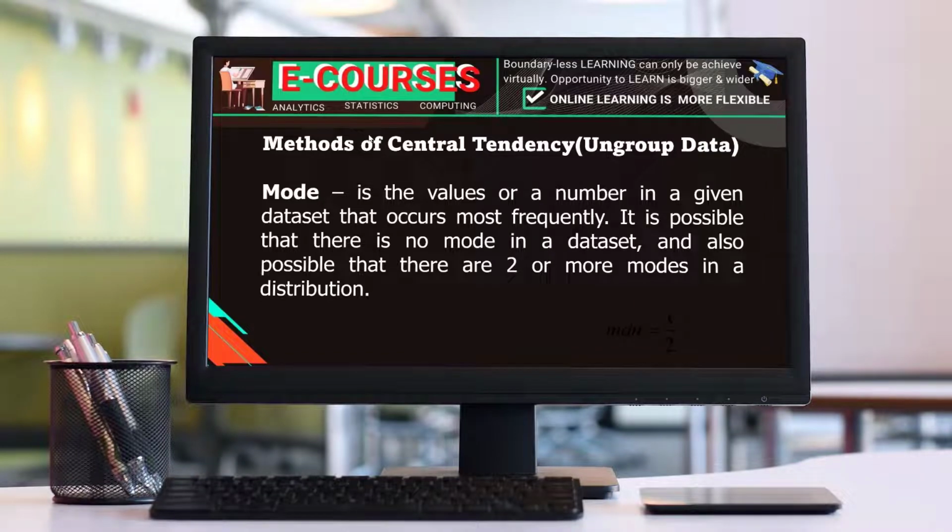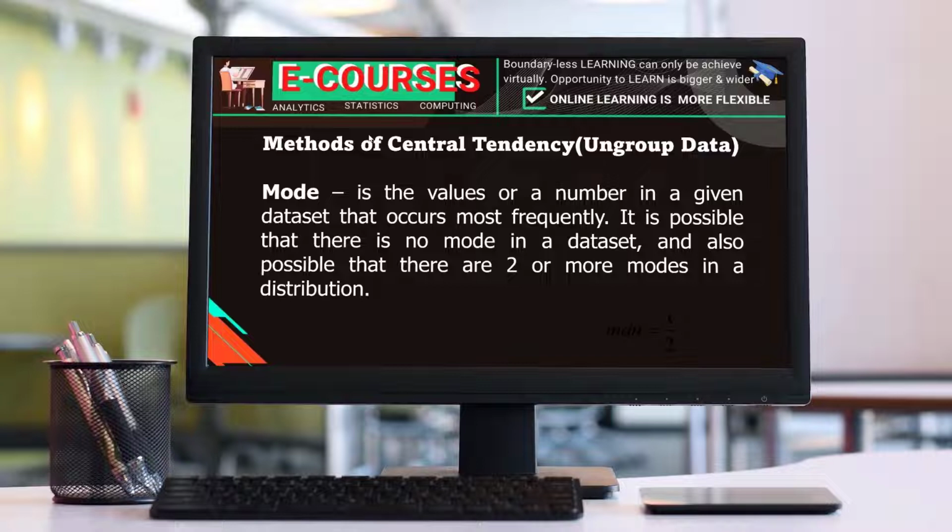And the mode is, of course, the value or number in a given data set that occurs most frequently. It is possible that there is no mode in a data set. If there is no repeating value, that's the only way that a mode is not possible.